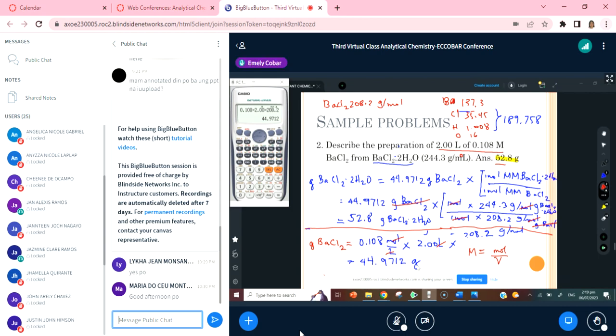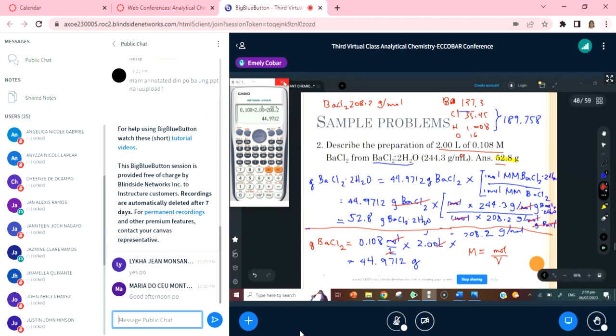O yun, meron ka ng 0.108 molar barium chloride. But the problem, class, is hindi available yung barium chloride as barium chloride. Kung hindi, available siya as barium chloride dihydrate. So what you will do now is you will i-apply mo yung chemical factor na pinag-usapan natin kanina.